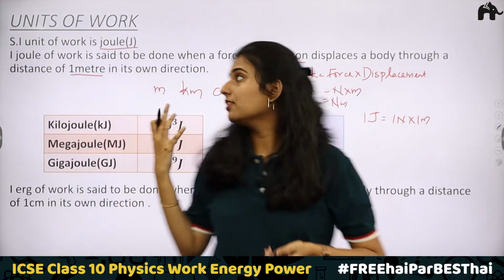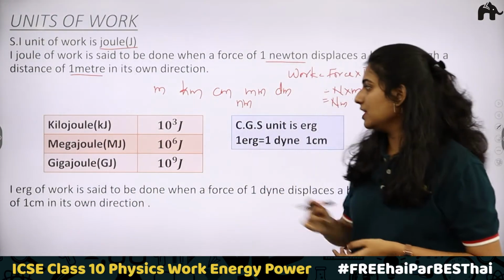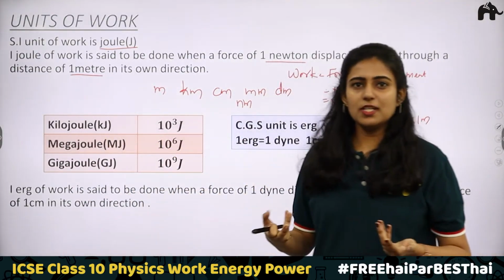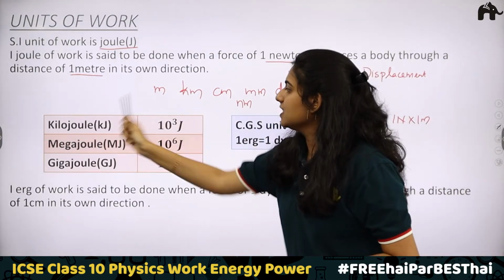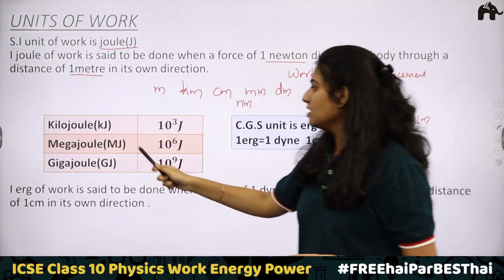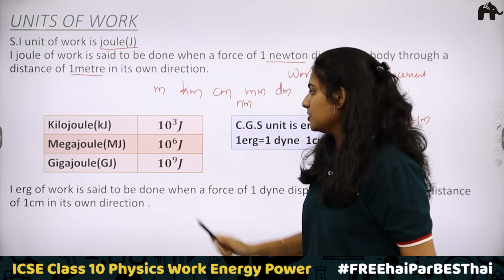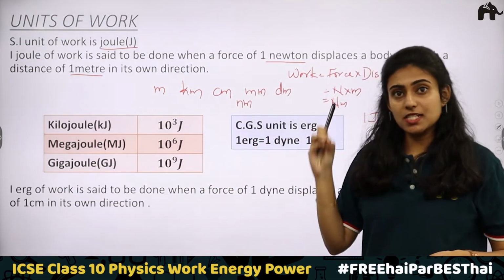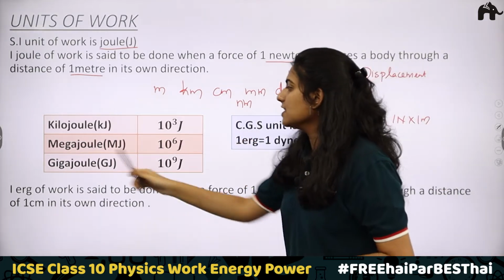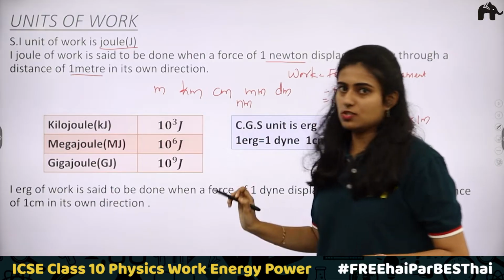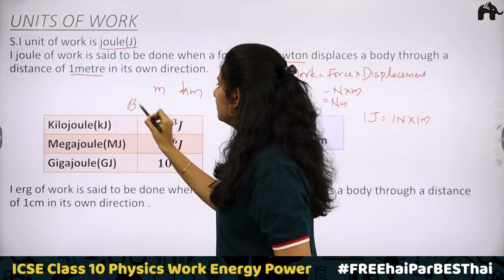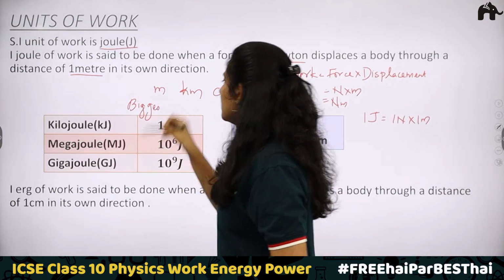So, in case of work also we have different units. First is the kilojoule. Kilo means the power will be 10 raised to 3, so 10 raised to 3 joules is a kilojoule. Next is the megajoule, MJ, which is 10 raised to 6. Mega means 10 raised to 6. So 10 raised to 6 joules, and gigajoules, GJ, which is 10 raised to 9 joules. So these are bigger units, okay. Bigger units of work done.